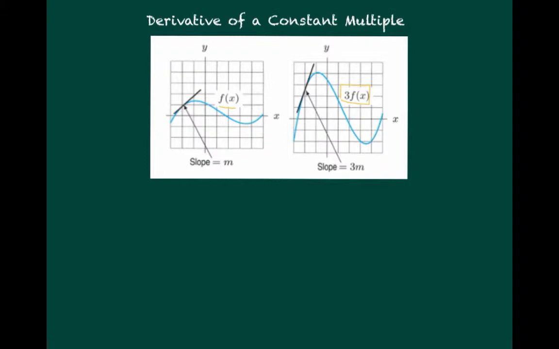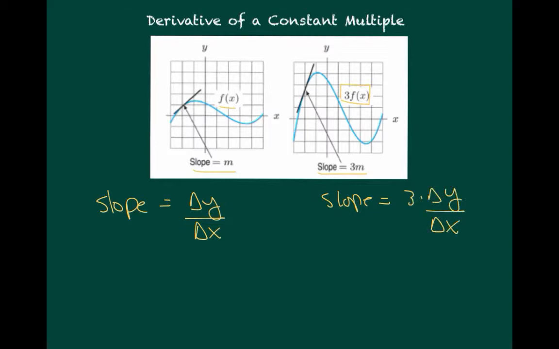So, what does that mean for the derivative? Well, if the slope had been m, then the slope is going to have to be 3 times m in the stretched function. And that should make some sense, because as you recall, slope equals the change in y over the change in x. Well, if those changes in y are 3 times as big over here, then the slope is going to be 3 times delta y over delta x, which would mean that your slope is going to be 3 times as big. Which brings us to the constant multiple rule.